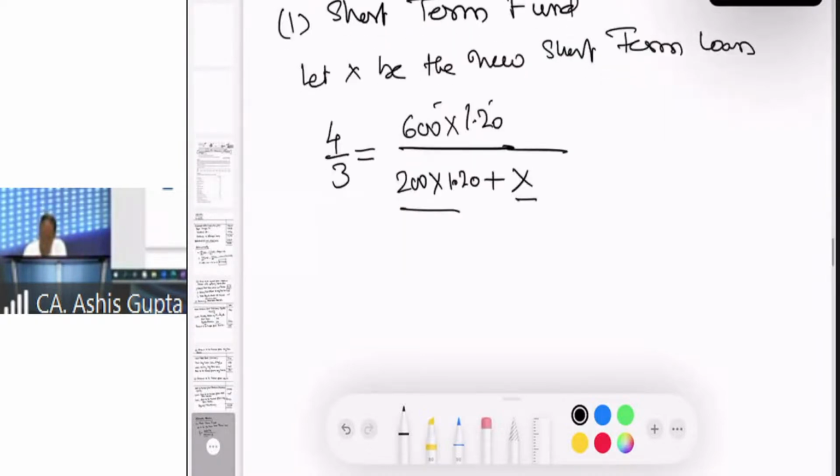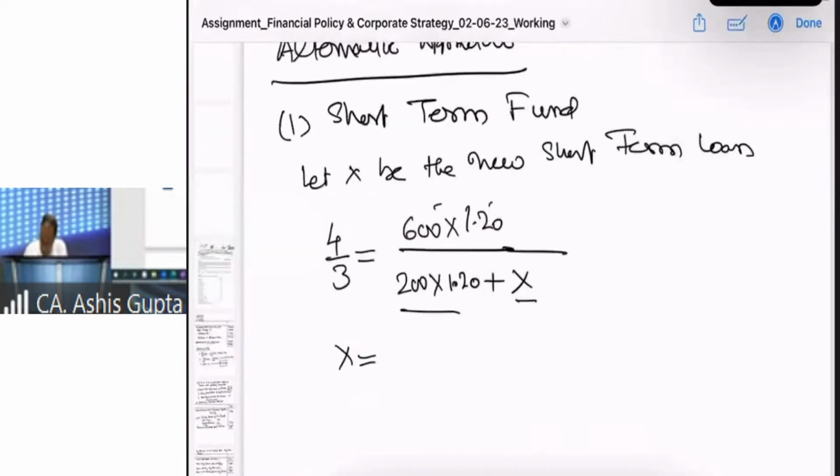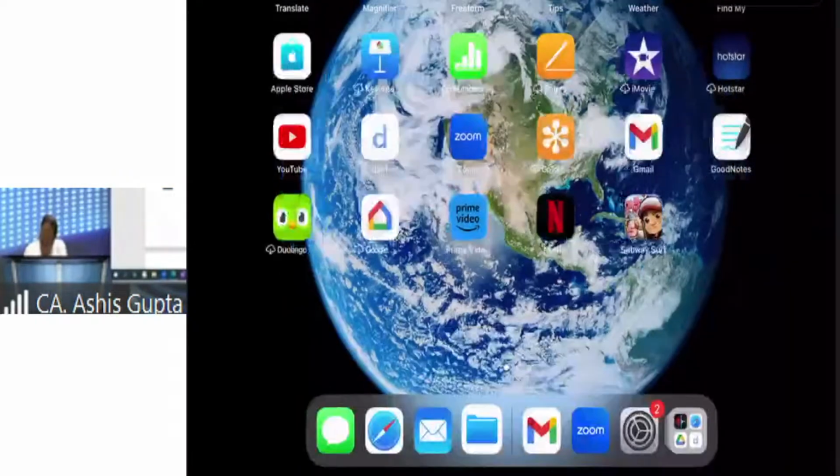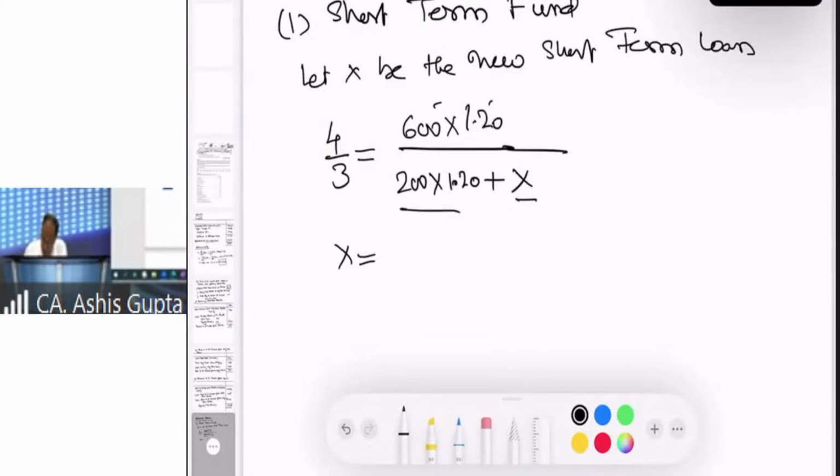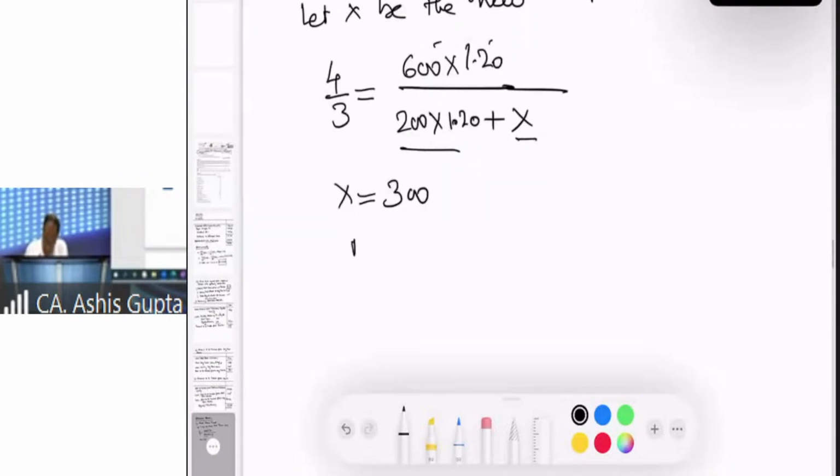Okay, visible. Okay, students. Now here, if we solve the x, the value comes 300. New short-term loan required is 300 lakhs, less existing.